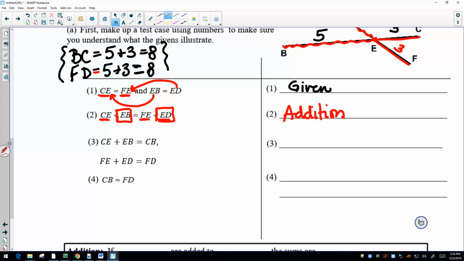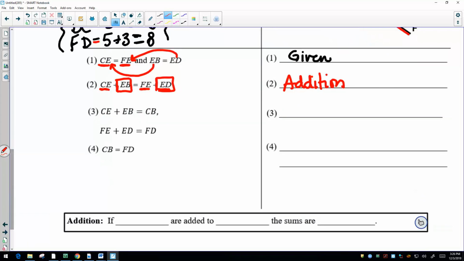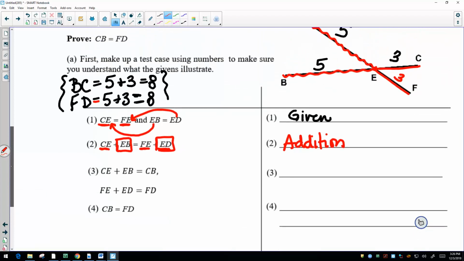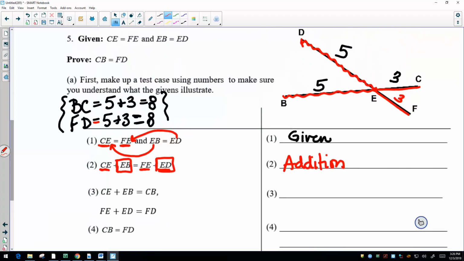Taking a look at number 3, CE plus EB is equal to CB. Well, if I look at the picture, and I see where CE is, and I see where EB is, and I put it together, I can see that that's equaling the whole segment. And the same with this next one, FE plus ED, it's equal to FD. Here's an example where we have that property, the whole is equal to the sum of its parts.